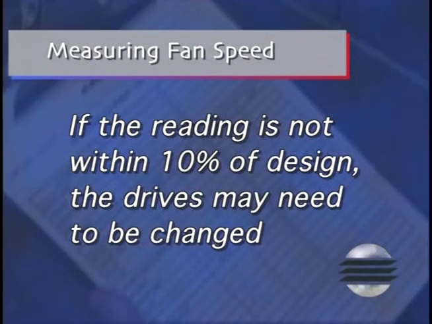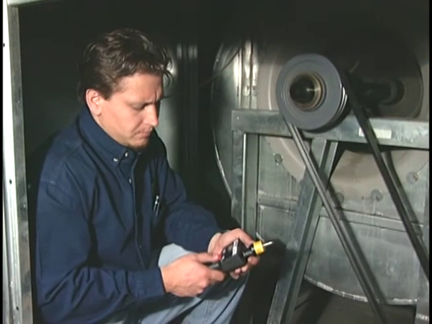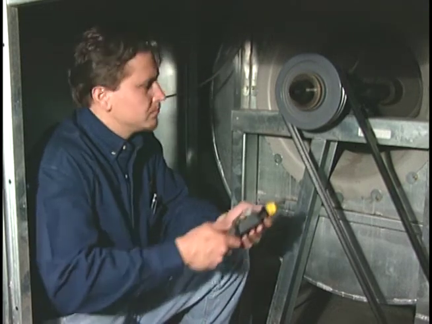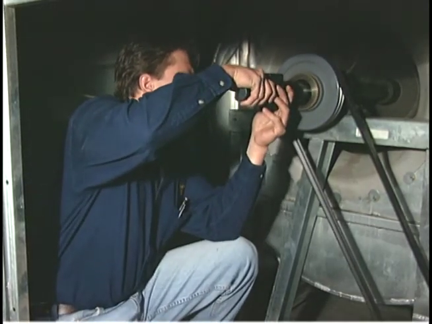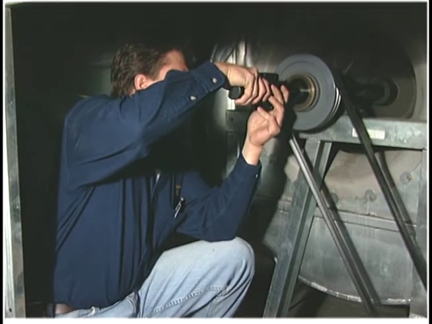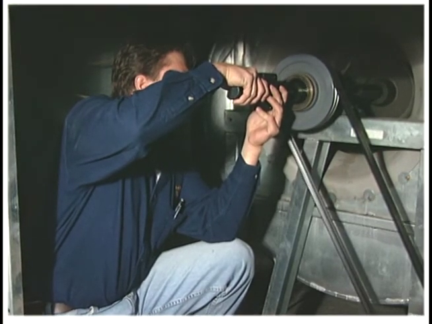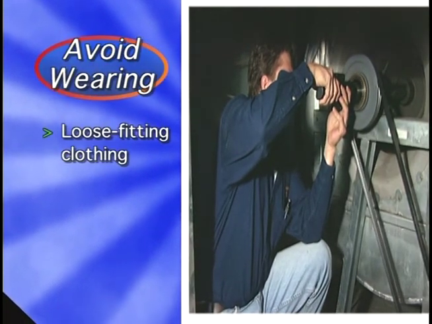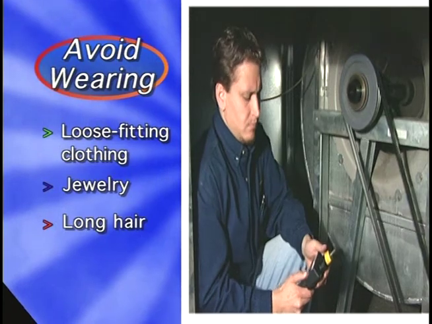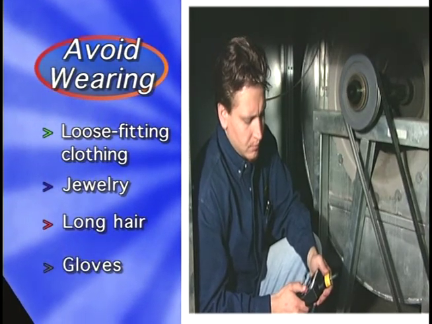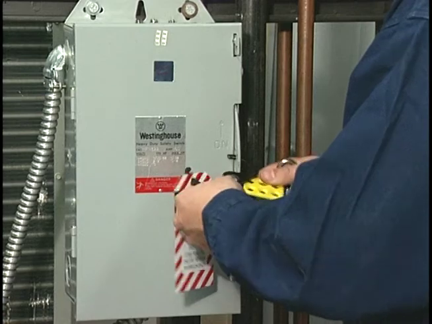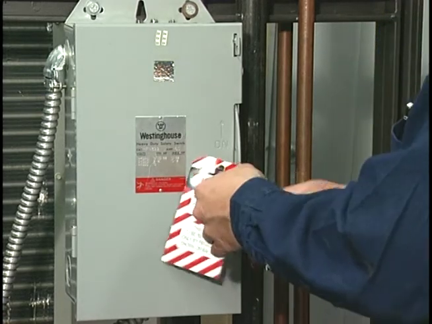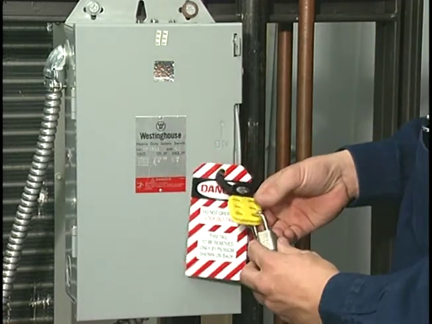If the reading is not within 10% of design, the drives may need to be changed to speed up or slow down the fan. Measuring rotational speed in revolutions per minute, or RPM, is generally a simple procedure, but fans and other rotating equipment can cause serious injury. To prevent accidents, avoid wearing loose-fitting clothing, jewelry, long hair, or gloves when working near rotating equipment. Lock out the motor disconnect switch to prevent the equipment from starting while it is being worked on.